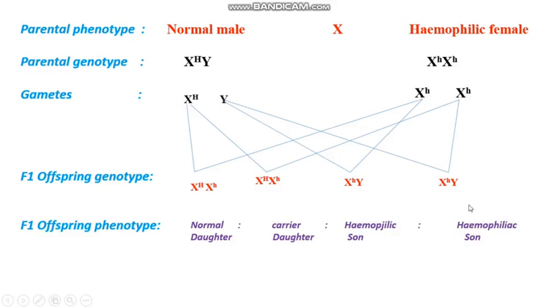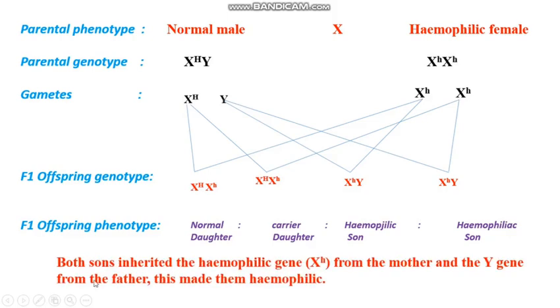So here, the statement now we can give, we can say that both sons, you can see these two sons, they inherited the hemophilic gene, okay, from the mother. So the hemophilic gene from the mother was X with a small letter h. Okay, both sons, you can see they inherited this. Again, they inherited the Y from the father. So our answer will be both sons inherited the hemophilic gene from the mother and the Y gene from the father. This made them hemophilic. So these were the answers to this question.